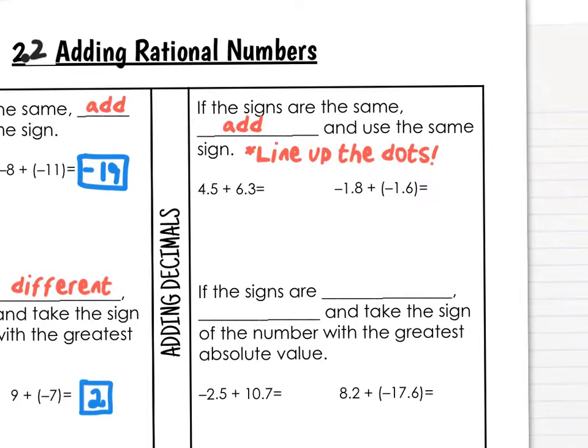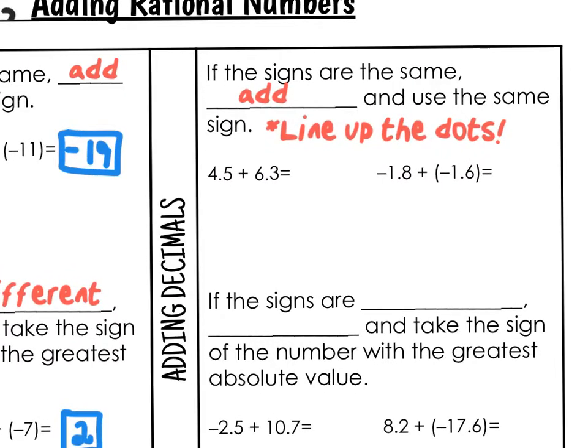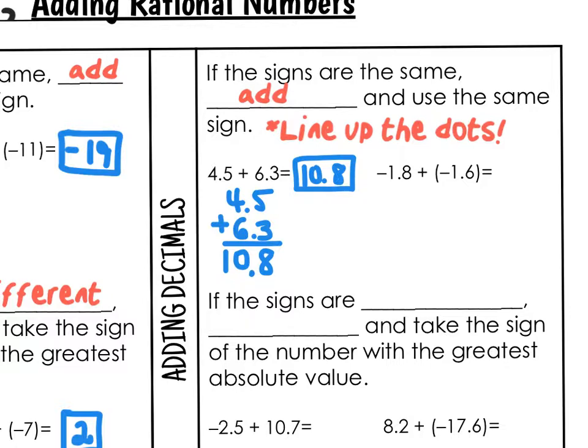So for this problem here, 4.5 plus 6.3, we're going to write the decimals so that the dots line up. And then we're going to add straight down because they're both positive. So we bring down the decimal, it goes straight down, and the answer is going to be 10.8. So box your answer.